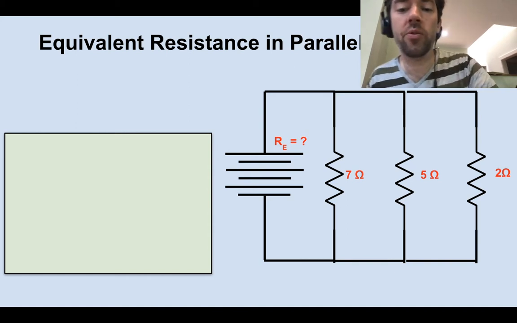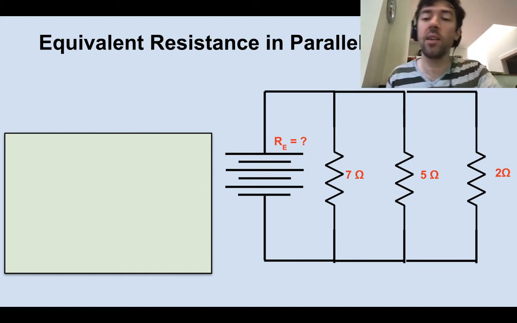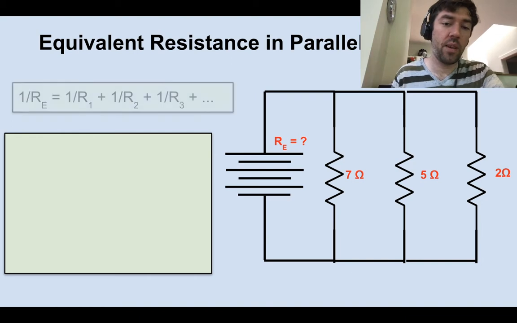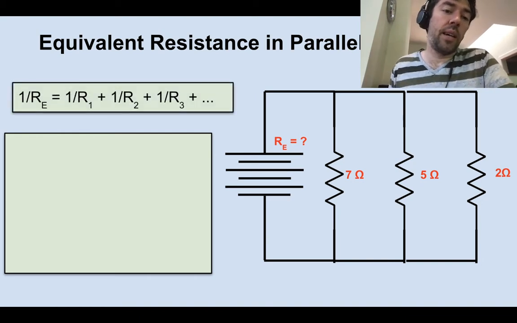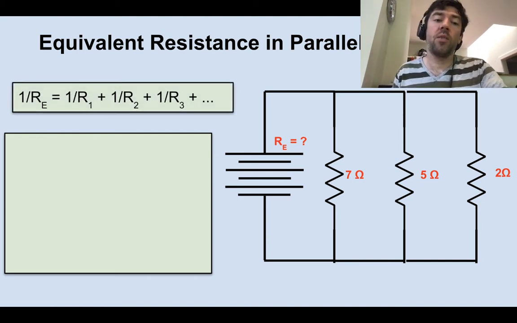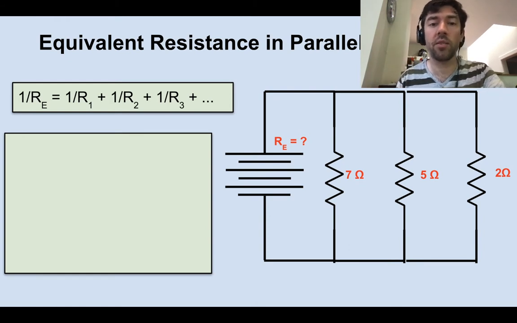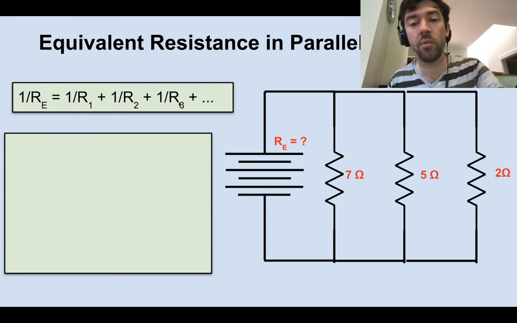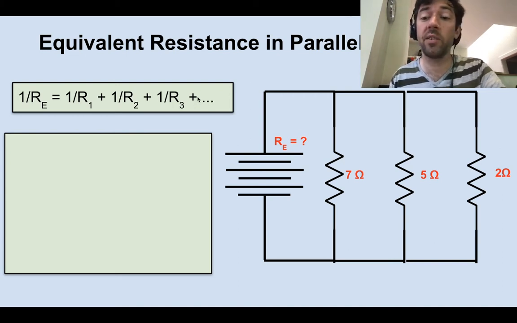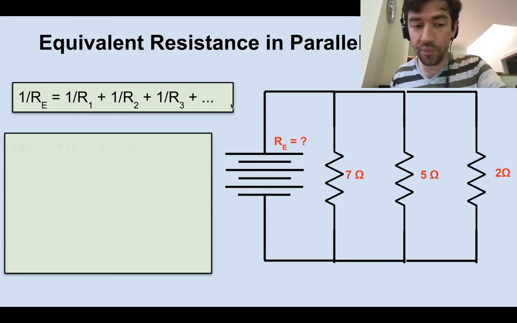Now, how does resistance work in parallel circuits? It's a little bit more complicated. This is the formula, and it's based on fractions, specifically reciprocals. So when you take something and then flip it upside down so that you have 1 on top and then the original thing on the bottom, that's called a reciprocal in math. So 1 over the equivalent resistance is equal to 1 over R1 plus 1 over R2 plus 1 over R3 and so on for as many resistors as you have in parallel.